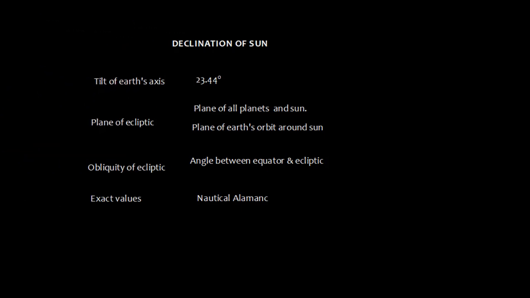So we need to understand more about the declination of the sun, and why it changes, because it depends on the tilt of the Earth's axis, which is 23.44 degrees. So let's talk about a very important term: plane of ecliptic.